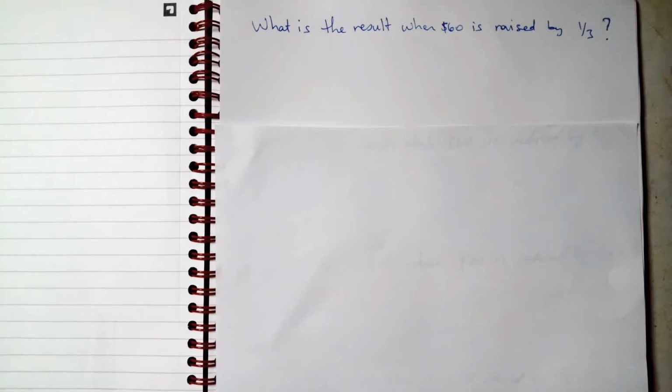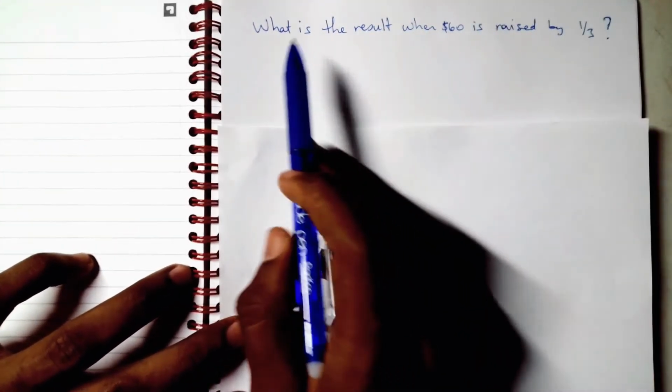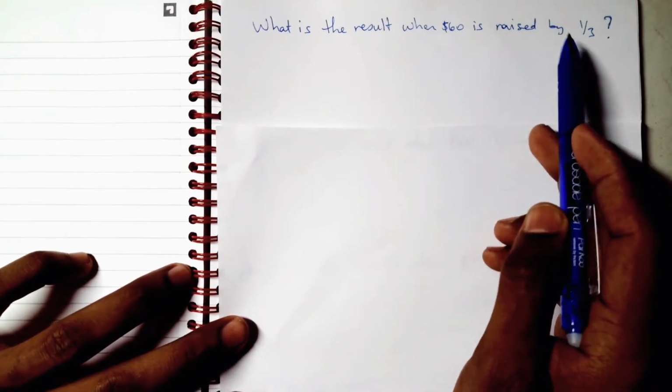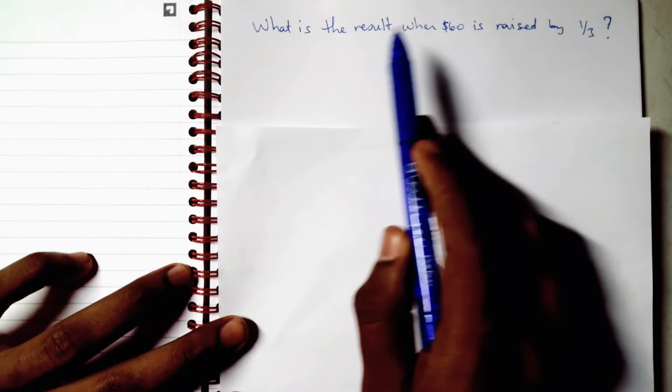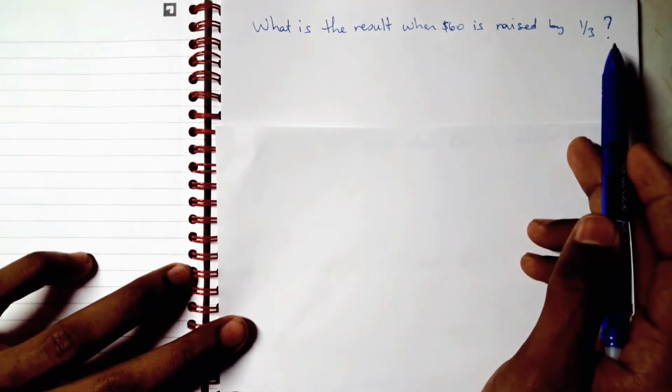All right, so we will now continue with increasing by percentages. However, this question that we have here is increasing by a fraction. We approach it the same way with a bit of technicality. All right, so we have here, what is the result when $60 is raised by a third? What is the result when $60 is raised by a third?